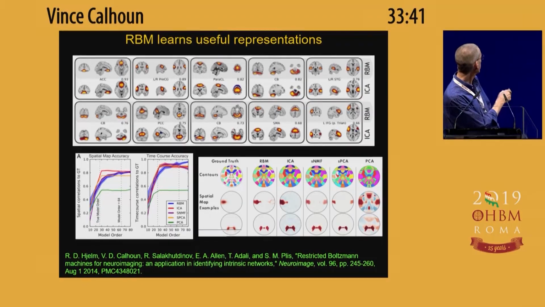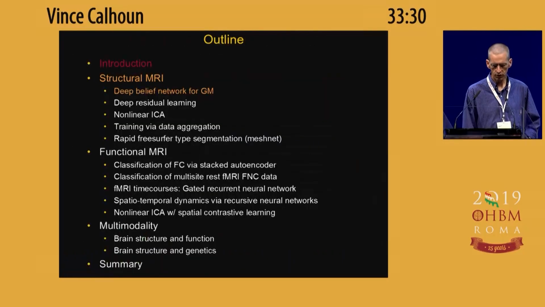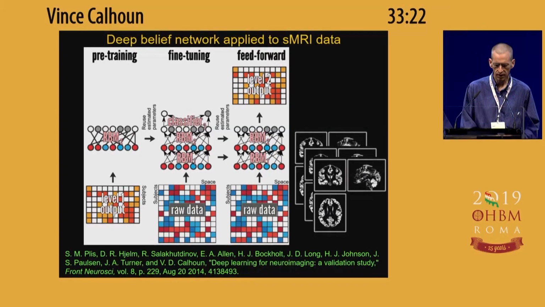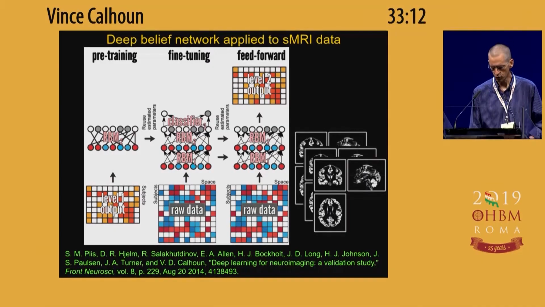We get similar looking networks from resting fMRI data and compare it to some other models, and you get fairly similar performance. Why that's useful is because the restricted Boltzmann machine is the building block for deep models, and so we can then start to stack these things and get to more complex models. So here's an example where we go from a restricted Boltzmann machine at one layer to multiple layers to analyze structural MRI data.